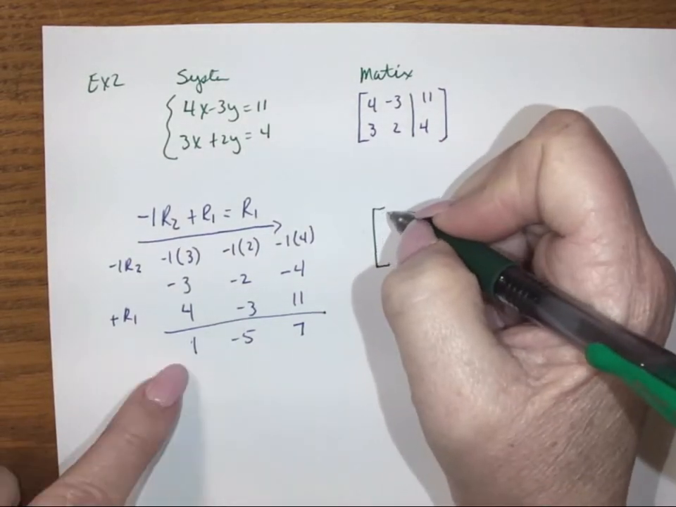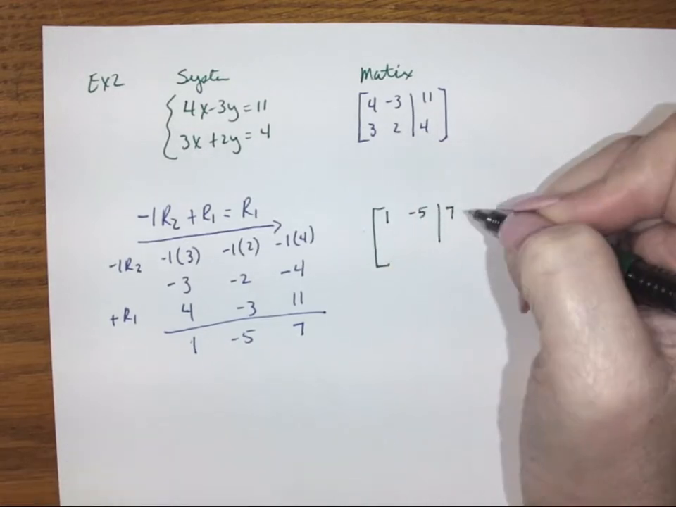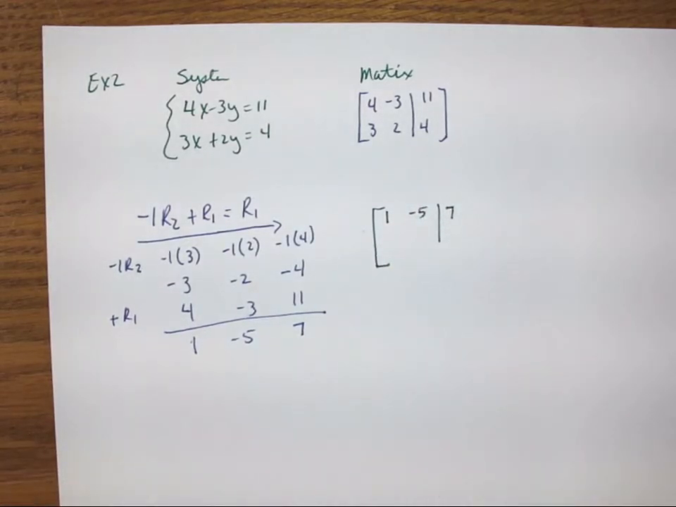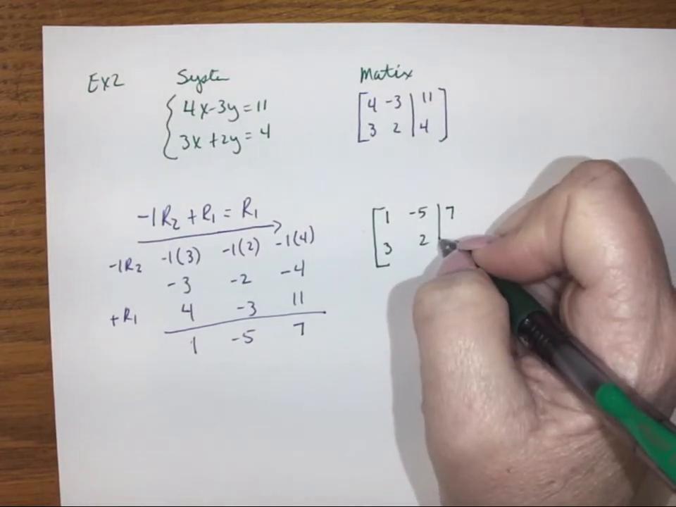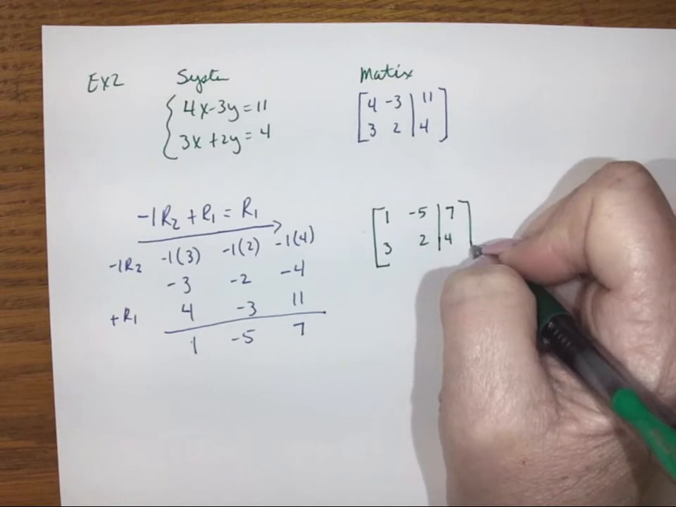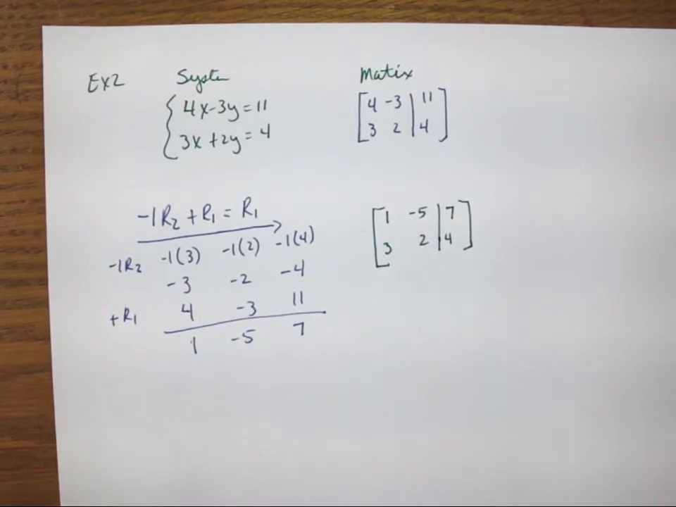So our new row 1 is 1, -5, and 7. But row 2 is still the same. We used it, but we didn't change it. So 3, 2, and 4. So now we have our 1. We now need a 0 right there.